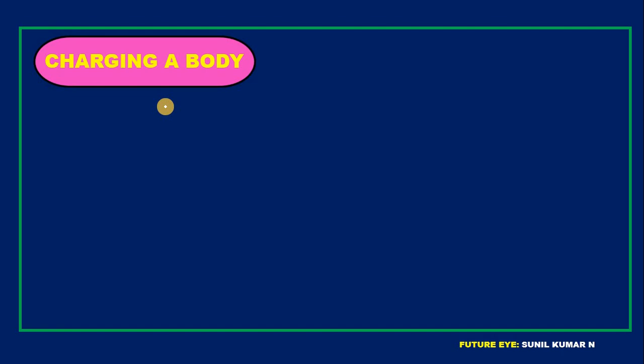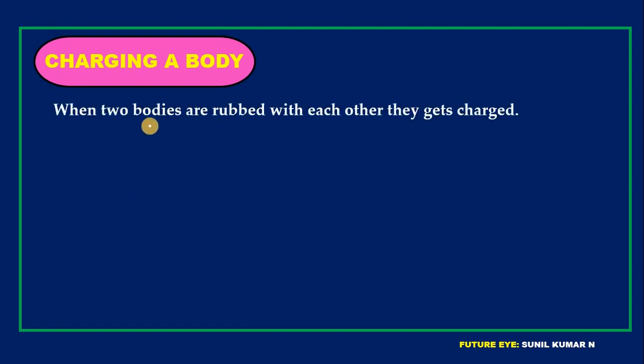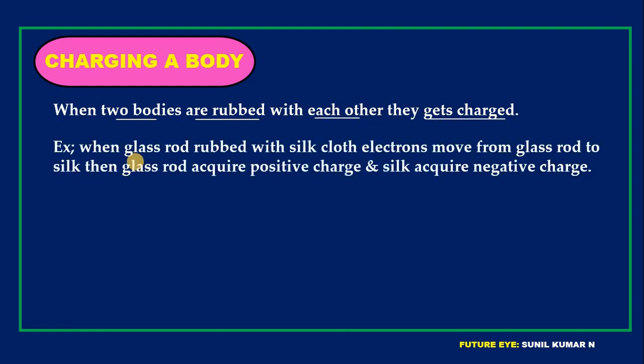So for example, you rub your two hands, palms of hands, you rub well, your hands get heated because your hands get charged. It means when two bodies are rubbed with each other, they get charged. Example, when a glass rod is rubbed with silk cloth, electrons move from glass rod to silk. Then glass rod acquires positive charge and silk acquires negative charge.